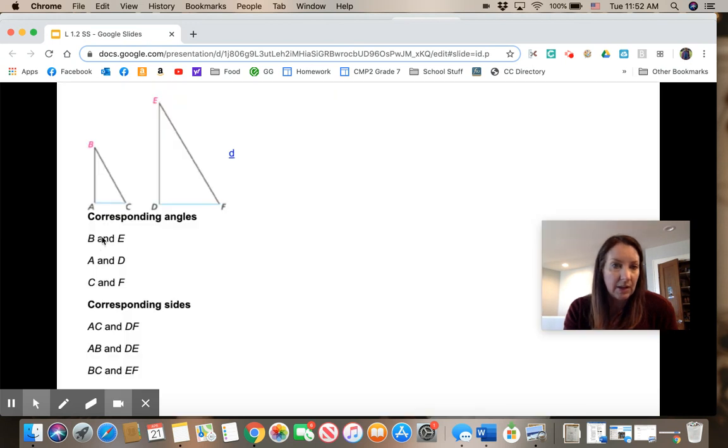Okay. So in this picture, you can see that the corresponding angles are B and E because they're in the same place on the triangle, right? A and D would be corresponding, C and F. Same with the sides. A and C, the bottom, would correspond with D and F, right? A and B, the long, tall side, would go with D and E. And the diagonal B and C would go with E and F. So corresponding one means that it's the one that matches up on the other figure.